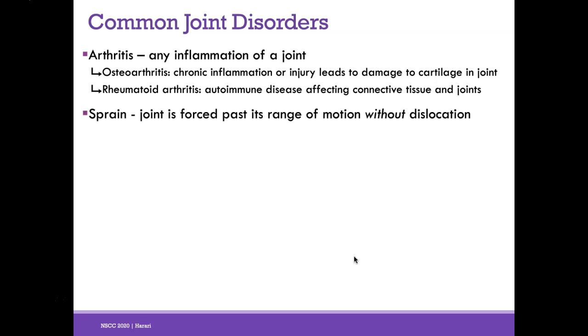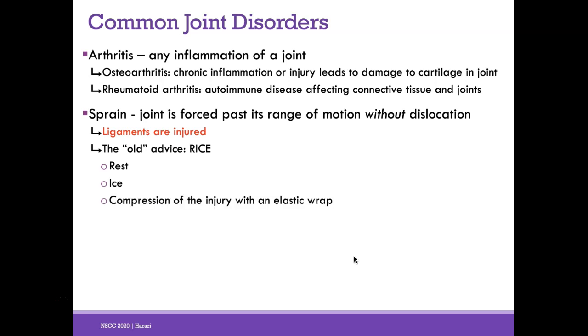A sprain is when a joint is forced past its range of motion without being dislocated. So a sprain is not a dislocation. Ligaments are injured in a sprain. The old advice used to be RICE, right? You put rest, ice, compression, and elevation.